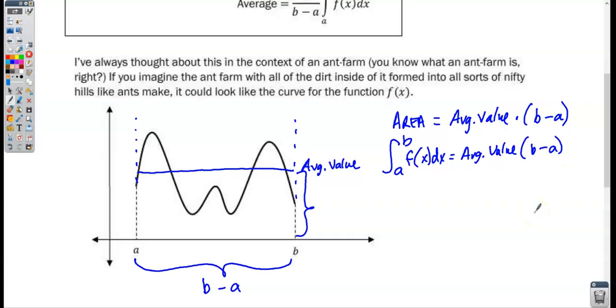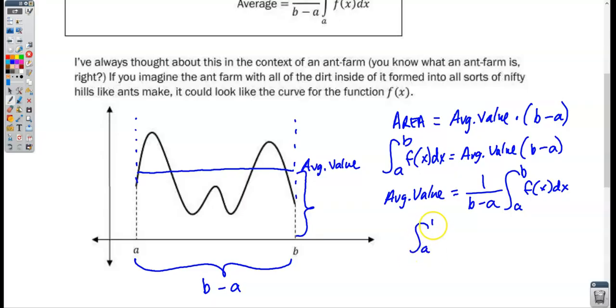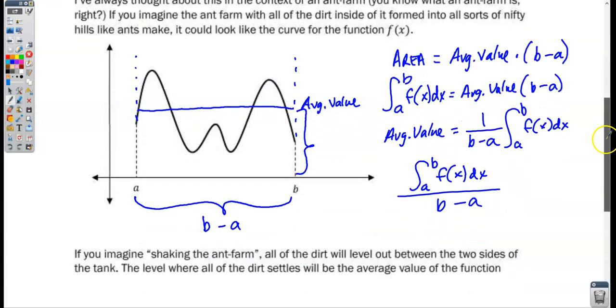And then dividing both sides by b minus a, or multiplying by the reciprocal, we end up with the formula that you saw above, that average value is equal to 1 over the quantity b minus a times the integral from a to b of the function. That gives us the average value of the function. You can also write this like this, and I frequently do, and I've seen other people do it as well. The integral from a to b of f of x all over b minus a. That's another common way you might see that, but of course that's all algebra. So that's what the average value formula is and where it comes from.